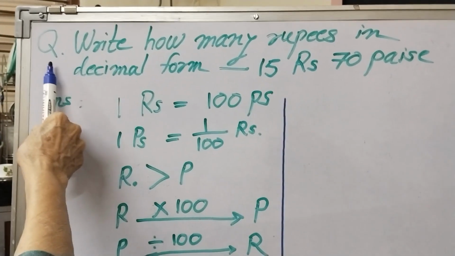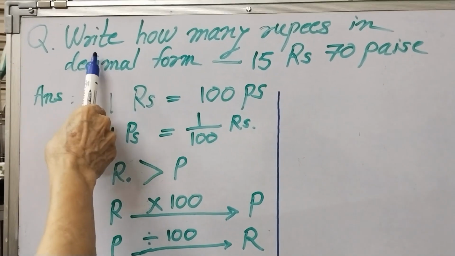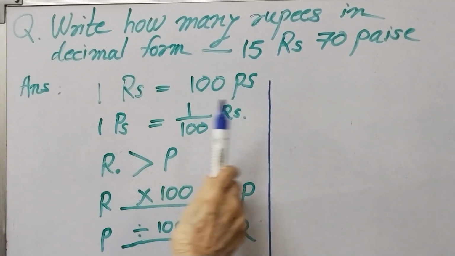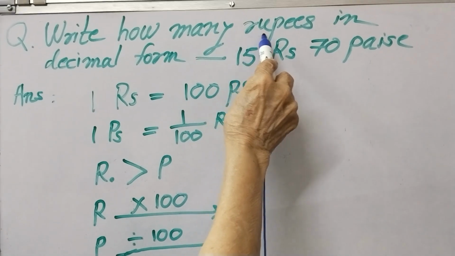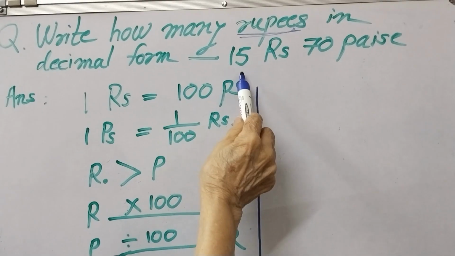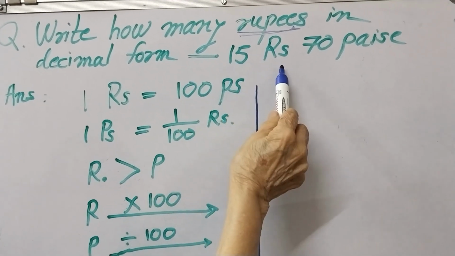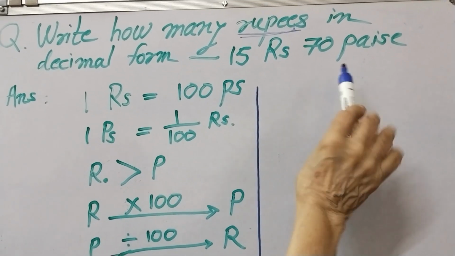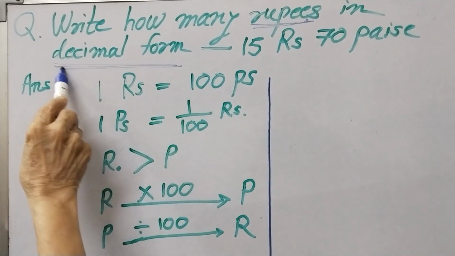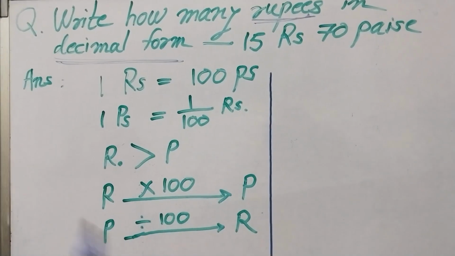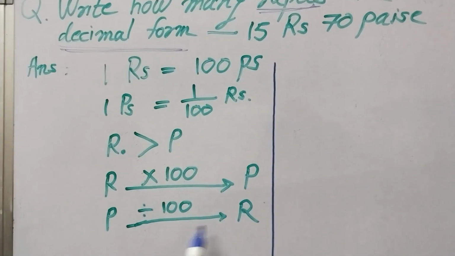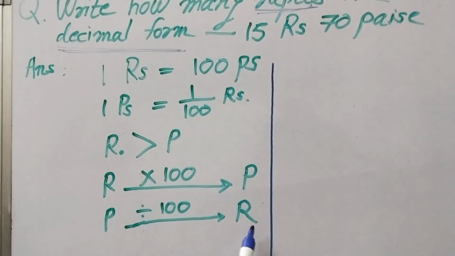Ready? Now let us come on the next question. Write how many rupees in decimal form. So we have to give the answer in rupees. Remember that. And they have asked us to take 15 rupees, 70 paisa and convert them into decimal form. Means in our answer, a decimal point must come. So for the answer, you will have to remember these things.